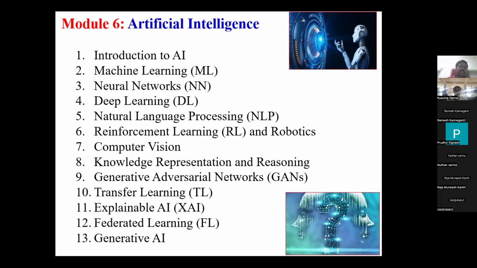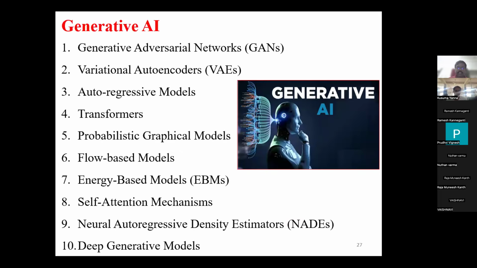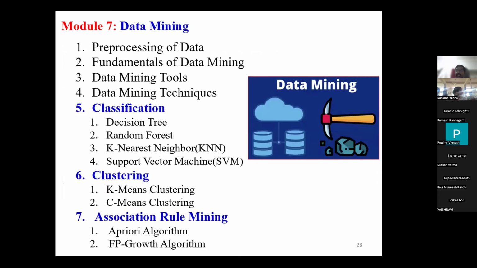I'm giving a training on these technologies in artificial intelligence, and especially training on generative AI. We can develop all chatbot applications by using these concepts like generative adversarial networks and variational auto encoders, auto regressive models, transformers, probabilities, graphical models, flow-based models, energy-based models, self-attention mechanisms, and neural auto-regressive density estimators, deep generative models. So these are the latest advanced concepts in artificial intelligence. That is called generative AI.